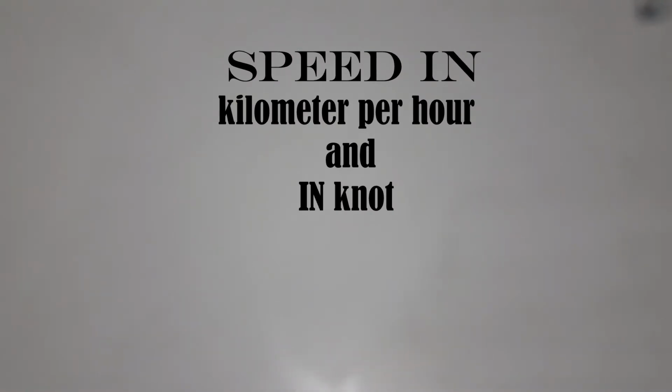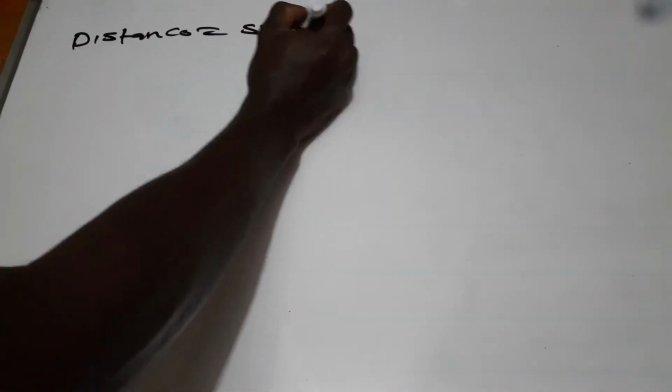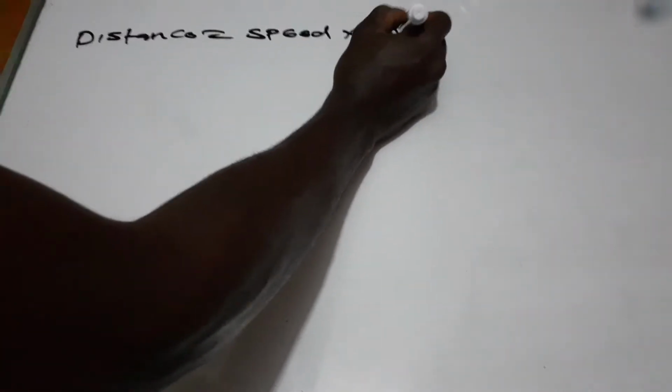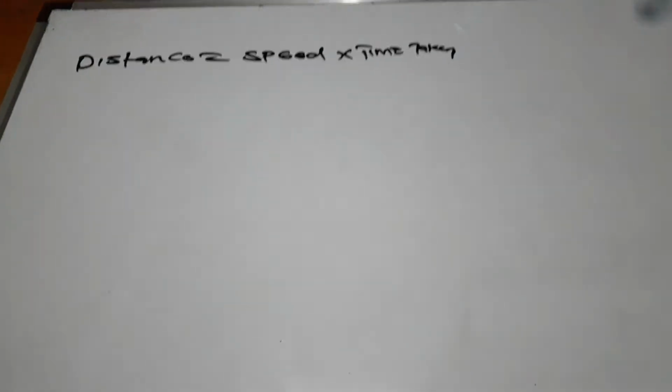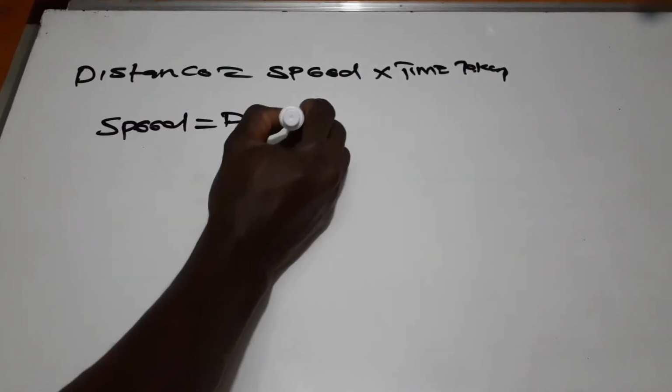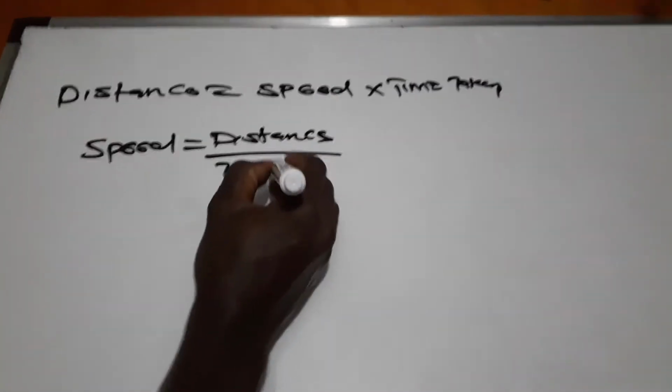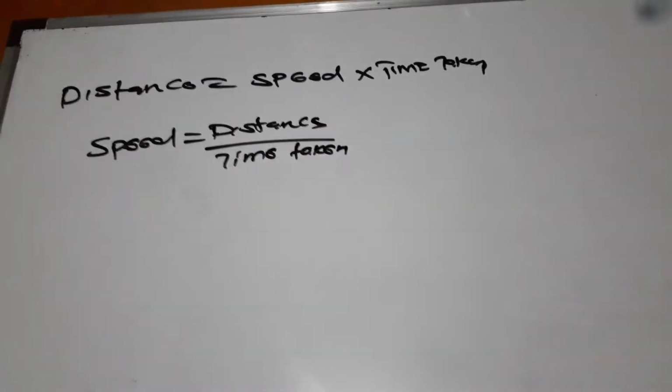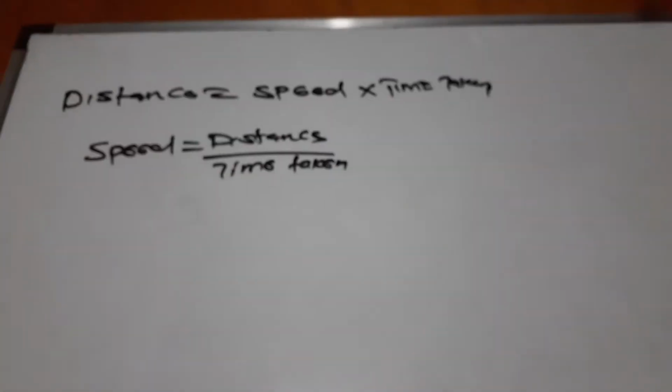Today I'm going to help you with how to find speed in knots and kilometers per hour along the Earth's surface. As you can remember, in our linear motion, we said that distance is given by speed multiplied by time taken. So speed is given by the distance over time taken. We did this in our previous video. You can click on the link up here to check it out.